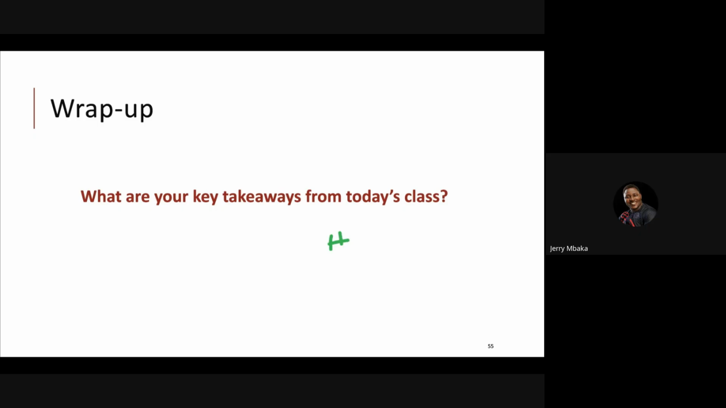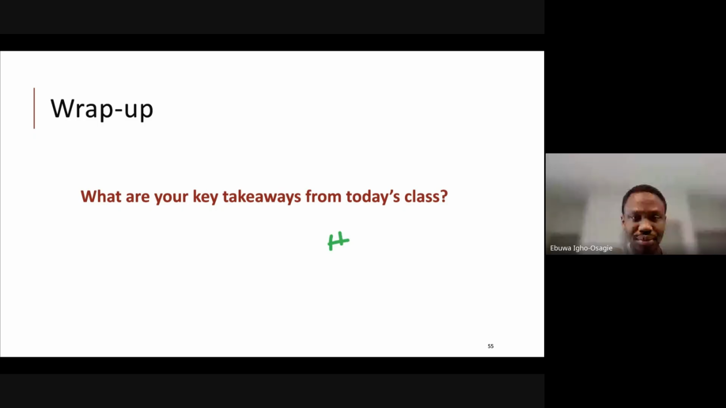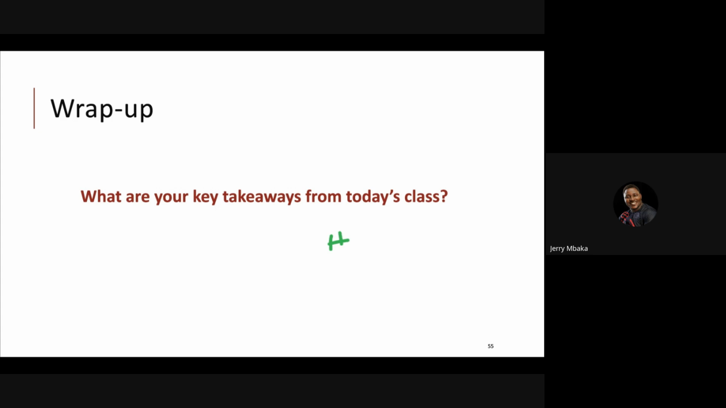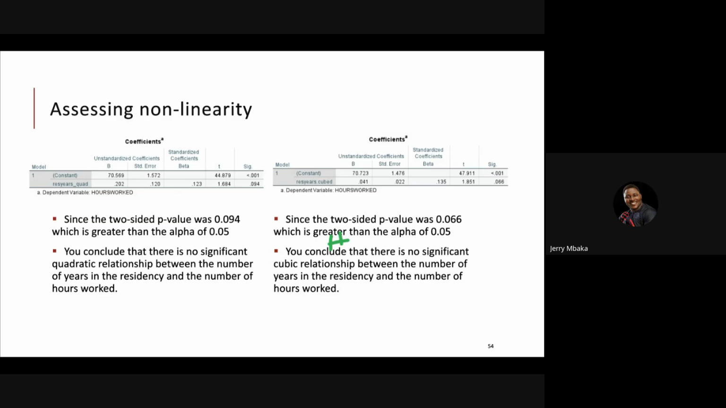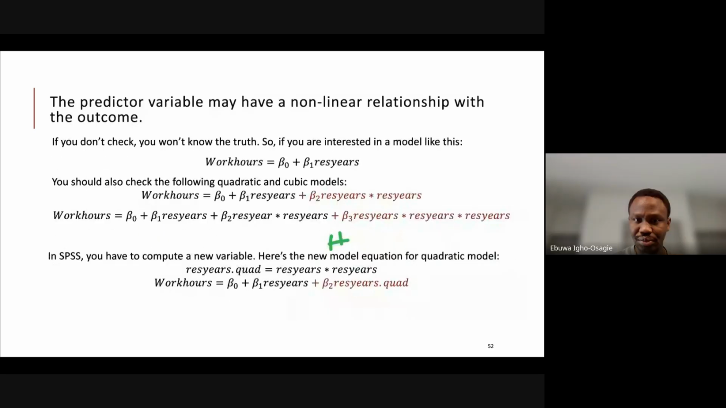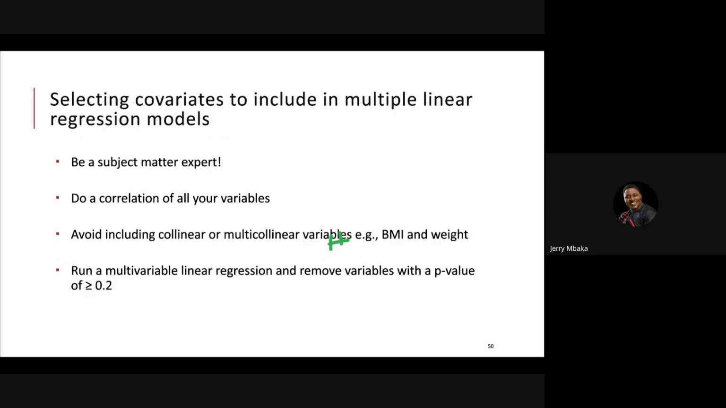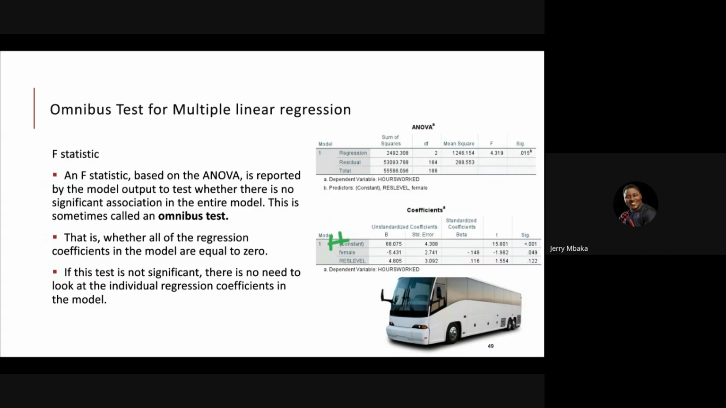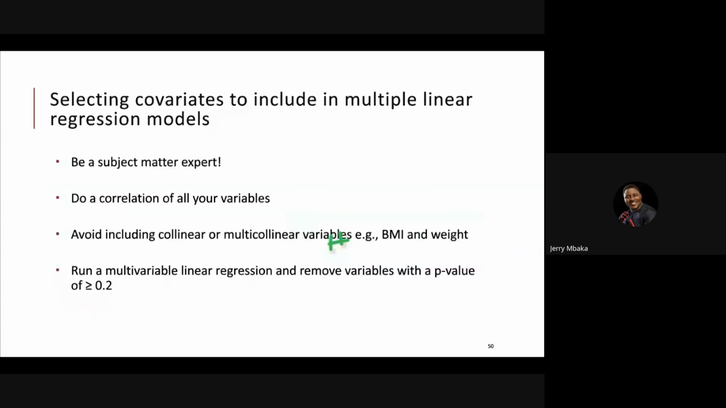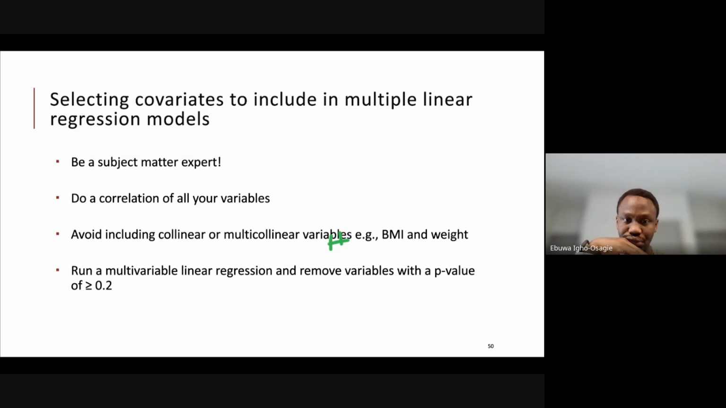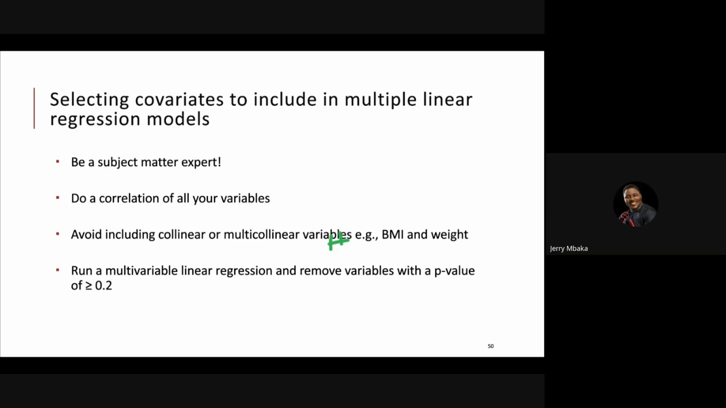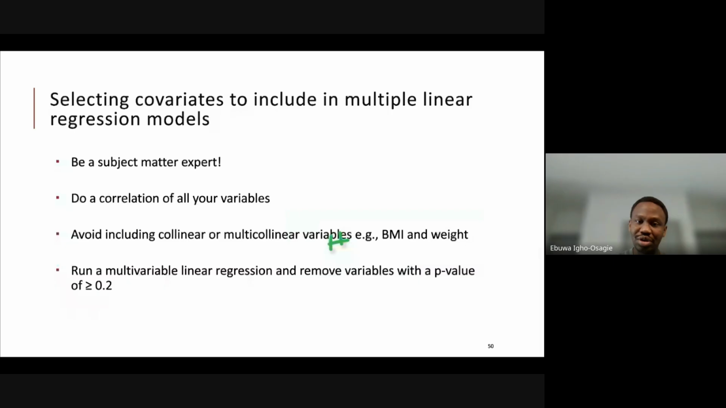So I didn't really get where you were talking about being careful about running to avoid including multi-collinear variables, right? And for the omnibus test, I didn't really get that as well. Okay, so let's do the first one, right?